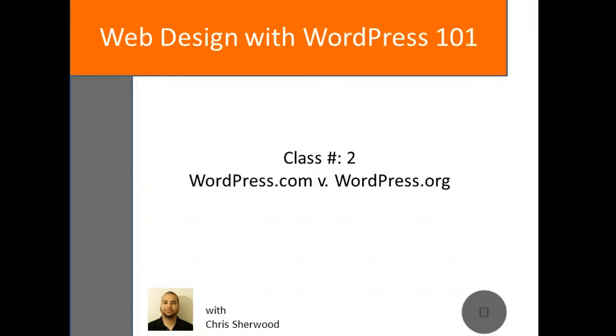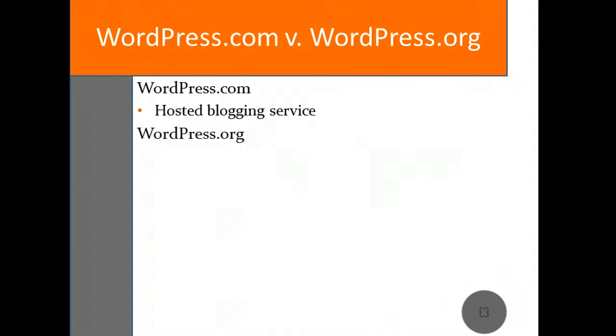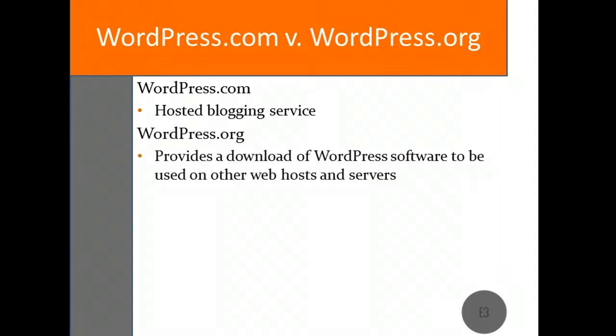Before we continue on to the actual course material, I think it's important to point out a distinction between WordPress.com and WordPress.org. You may have already noticed the two websites if you've done any searching on the web. The difference between the two is this. WordPress.com is a hosted blogging service which is used mostly for creating blogs. WordPress.org provides a download of the WordPress software that has to be manually installed on your own web server or a web host of your choice. Today's class will explore the difference between the two options.